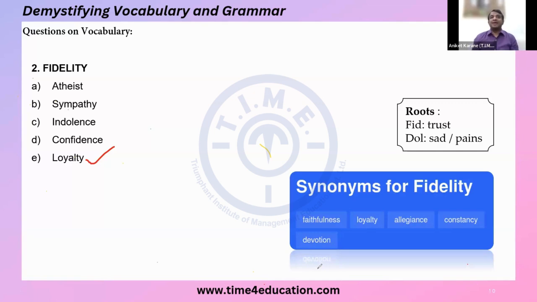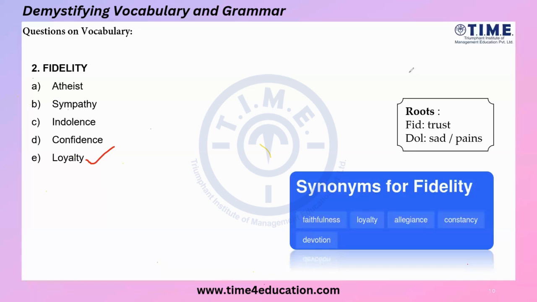So when you practice synonyms, if you get the answer right, very good, but also try to figure out what other synonyms there could be for that word. Automatically your vocab enhances, and that helps you a lot.